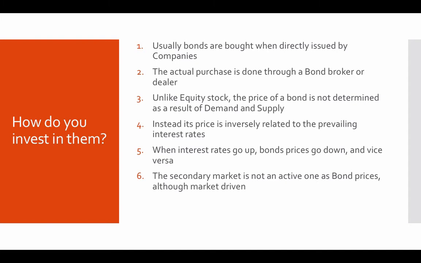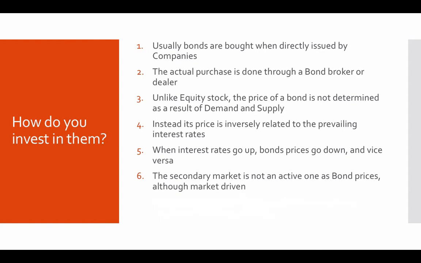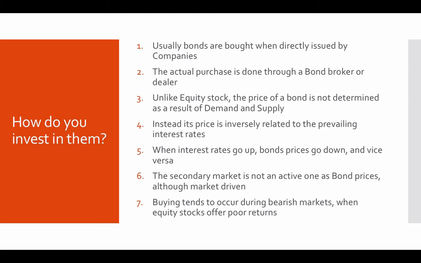The secondary market is not an active one, as bond prices, although market driven, are not governed by demand and supply. Now, number seven is buying tends to occur during bearish markets. Any guesses why? A bearish market is a market where the general stock market is not performing very well. That means stocks are providing poor returns. In fact, a lot of people lose money during this time, especially long-term investors. The general tendency is to move towards the safety of a stable return, which is offered by bonds, and hence people tend to buy bonds during bearish markets.